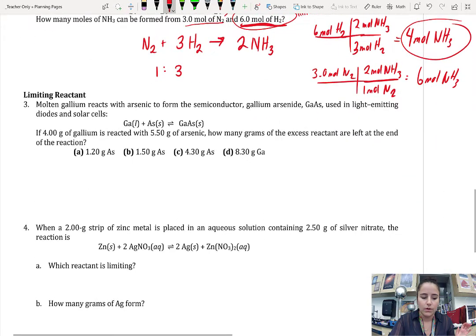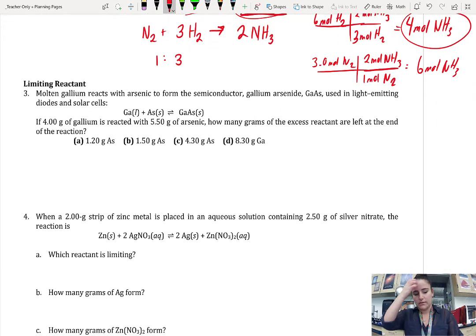Next problem, here we go. Molten gallium reacts with arsenic to form the semiconductor gallium arsenide used in light-emitting diodes in solar cells, okay, LEDs. If 4 grams of gallium is reacted with 5.50 grams of arsenic, how many grams of the excess reactant are left at the end of the reaction?